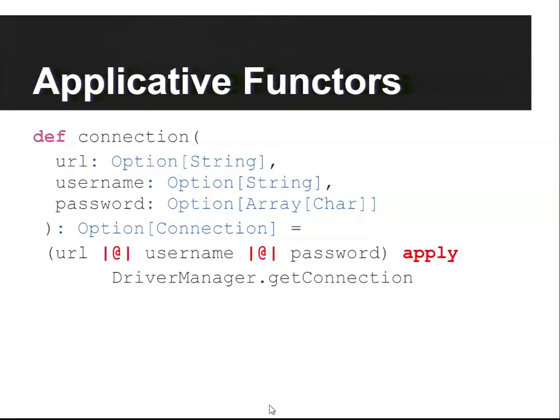So this is how you can run some computation in a parallel fashion through some context. In this case, the context is option. Any sort of T of string that has an applicative functor can be that context. So this essentially checks that URL, username, and password are not none. Yeah, that's all this code is doing.